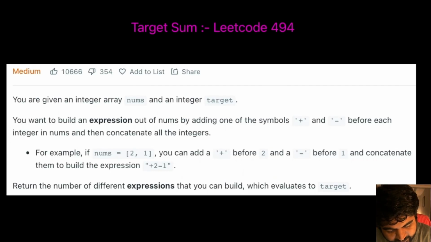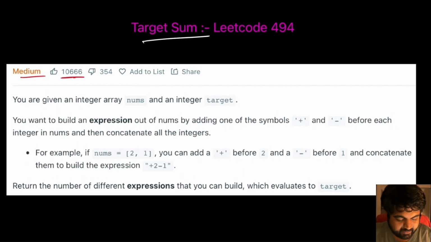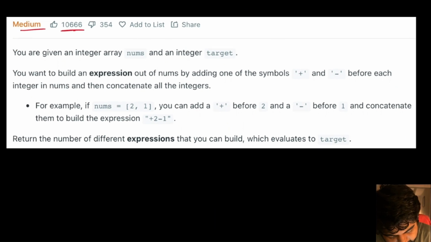So the LeetCode problem we are going to solve now is called target sum, and we can see that this one is a LeetCode medium problem and also an extremely well-liked problem on LeetCode. We are basically given an integer array called nums, and we are also given an additional integer called target.